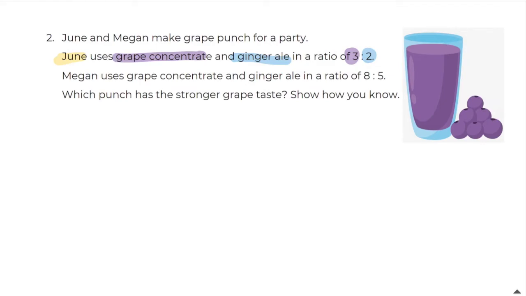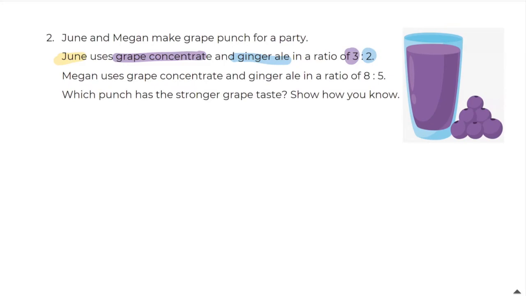So grape concentrate, so this is saying for every 3 parts of grape concentrate, we need 2 parts of ginger ale. So every 3 cups of grape concentrate, we need 2 cups of ginger ale. Every 3 liters of grape concentrate, we would need 2 liters of ginger ale. It doesn't matter what the unit is, okay?